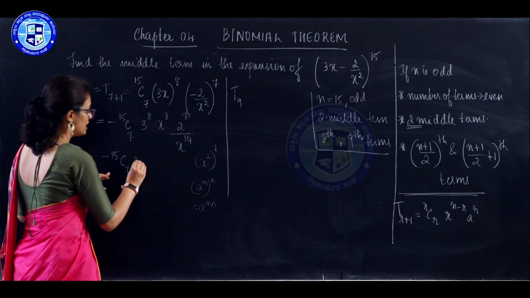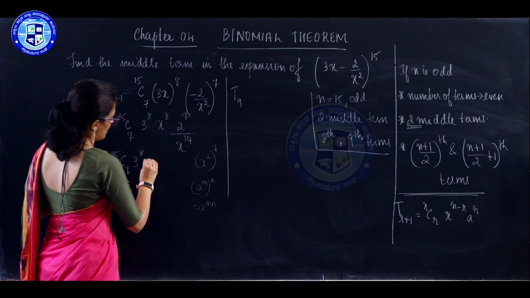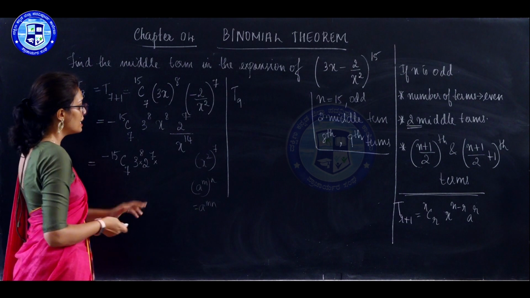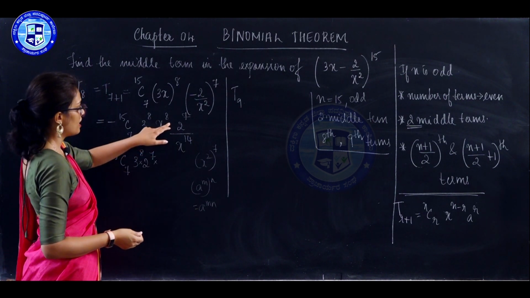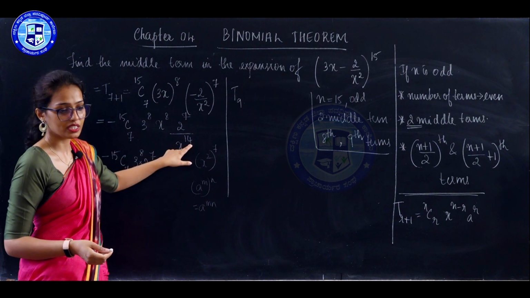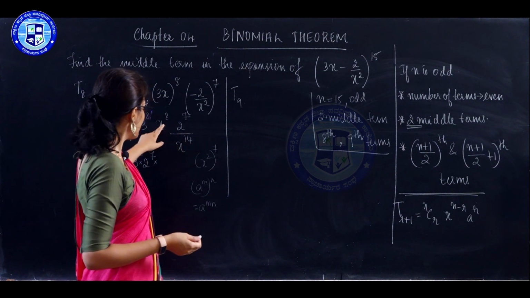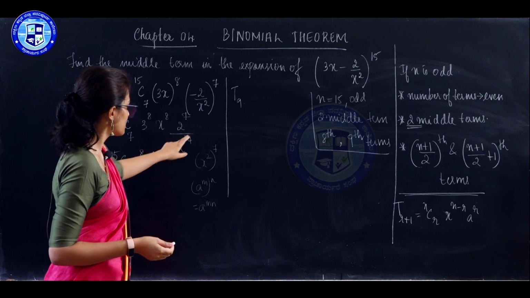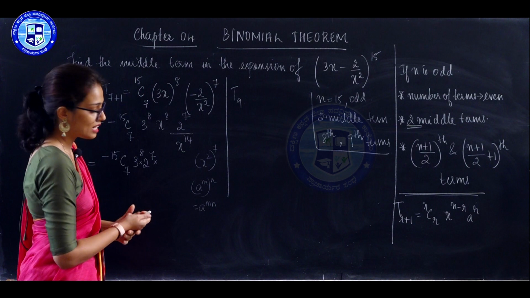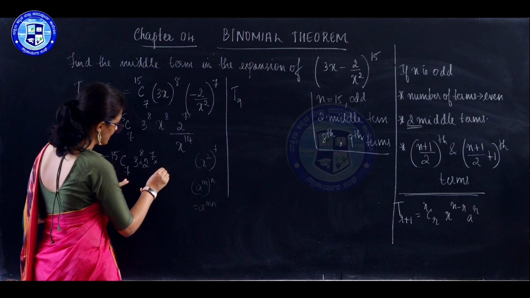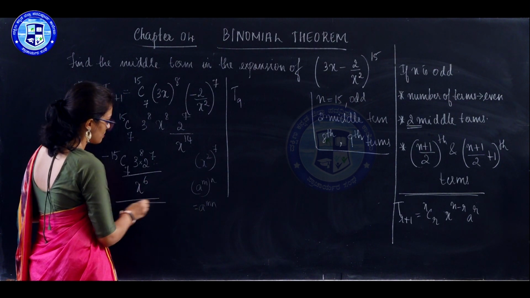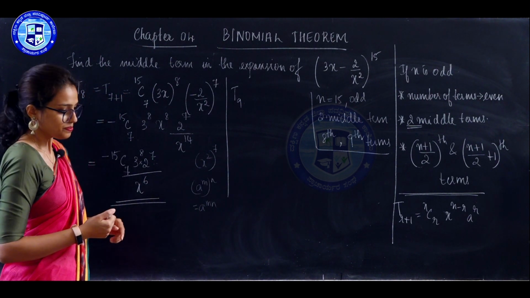We have 15C7, 3 to the power 8, 2 to the power 7 into 2 to the power 7. See here, x to the power 8 in the numerator and x to the power 14 in the denominator, so you can cancel out. This will be, if I write this in the denominator, x to the power 14 minus 8, that will be equal to 6. So we can write this as divided by x to the power 6, and this will be our required answer.